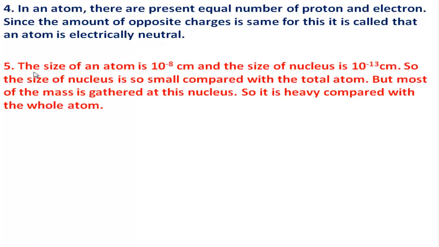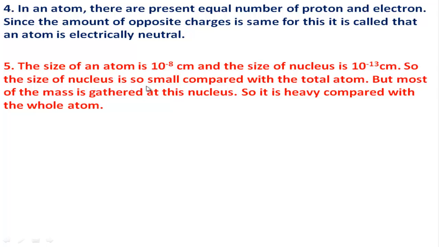Now follow another observation. The size of an atom is 10 to the power minus 8 centimeter. So small, but 10 to the power minus 8 centimeter. And the size of the nucleus, that means the center of an atom, is 10 to the power minus 13 centimeter. So actually the size of the nucleus is about 1 million times smaller than the size of the whole atom, isn't it? 10 to the power minus 5 times less. So about a million times smaller than the size of the whole atom.